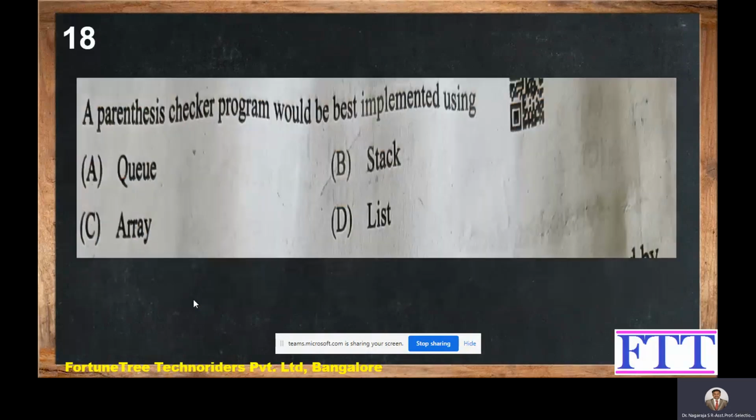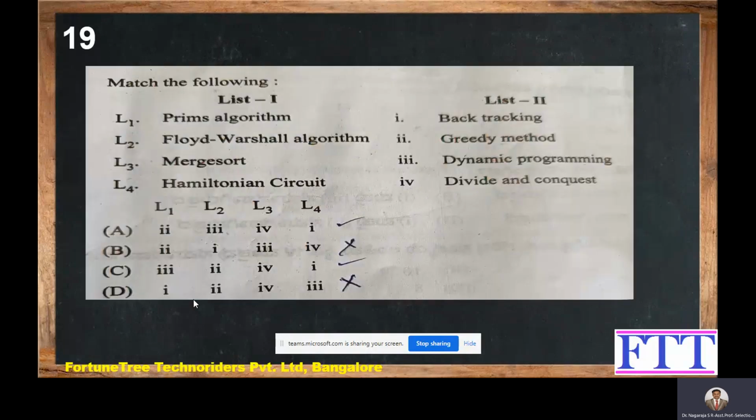A parenthesis checker program would be best implemented using option A queue, option B stack, option C array, option D list. So the right answer is option B, stack. 19th one, match the following.